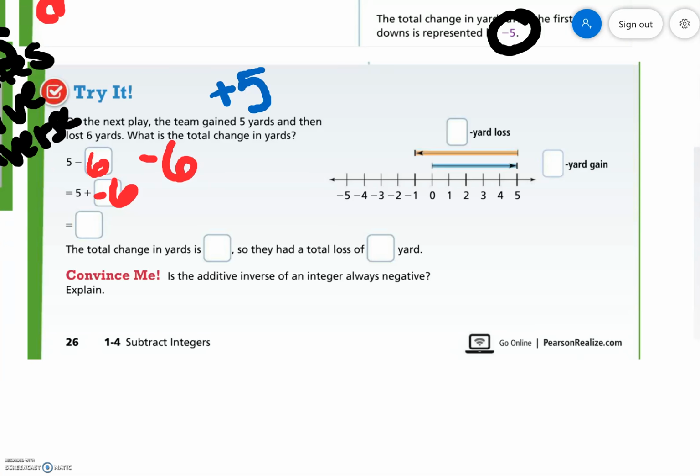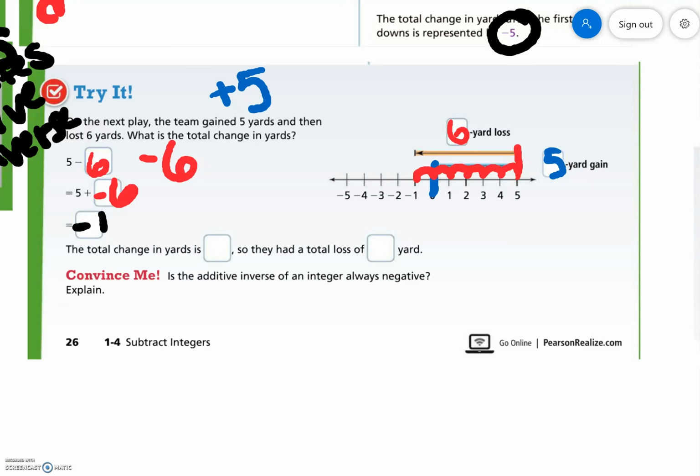On the number line, they're showing us starting at 0. We're going up 5 yards, a 5-yard gain. And then from that 5, we're going back 6, a 6-yard loss. Remember, you're counting from where you start. So that gets us to the answer of negative 1.